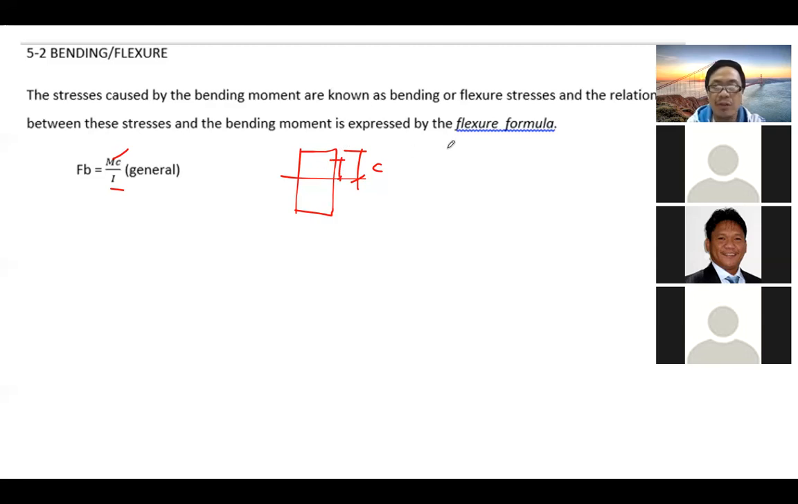Pagka rectangular. Pero sa mga irregular in shape, halimbawa, mayroon kang ganun T. So obviously, andito yung centroid, neutral axis. Kung magko-compute ka ng maximum, it has to be, baka ito yung maximum.